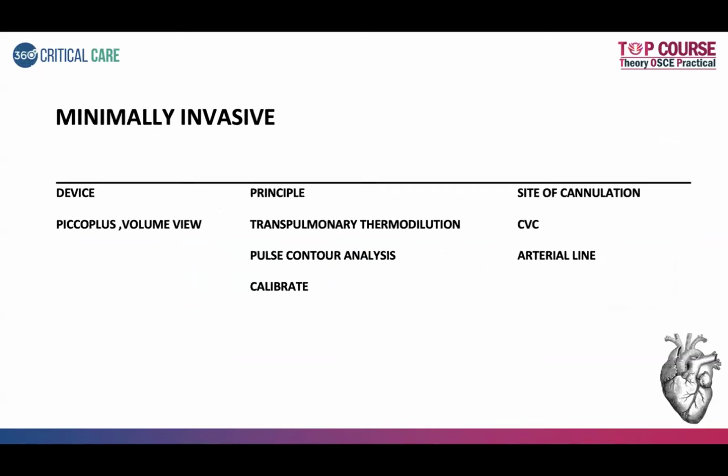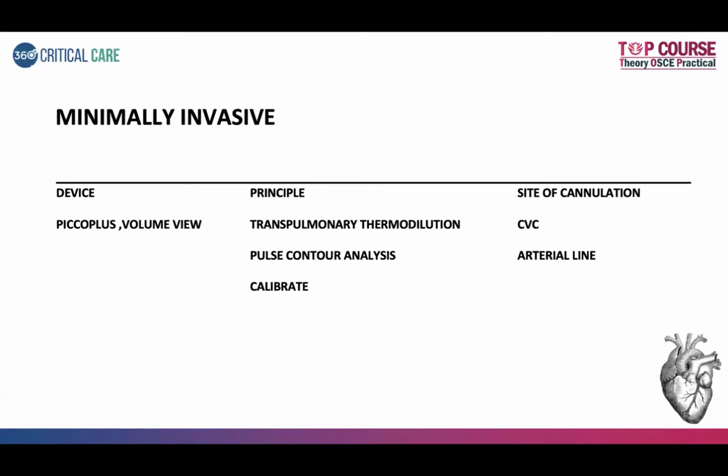Coming on to minimally invasive techniques, where we need a CVC and an arterial line, it functions on transpulmonary thermodilution. That means you are giving the cold or low temperature solution in the heart, but you are measuring the effect in the periphery, through the central line, and you are measuring it via the arterial line. So this could use multiple techniques. Transpulmonary thermodilution is one. There could also be pulse contour analysis, and you have to calibrate these devices.